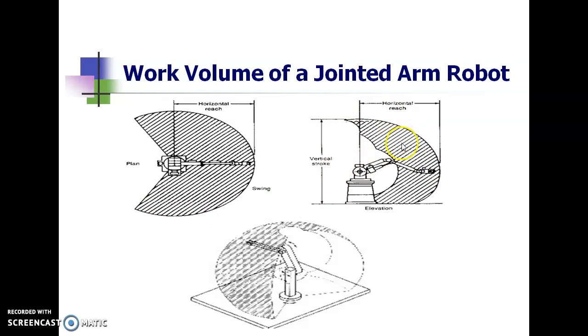Okay, so this is going to form almost a sphere, but the inner sphere is not going to be the same. It depends upon the positions. Actually it is going to vary, the shape is going to vary, but the outer is going to be more or less the spherical shape. So this is the work volume of a jointed arm robot.